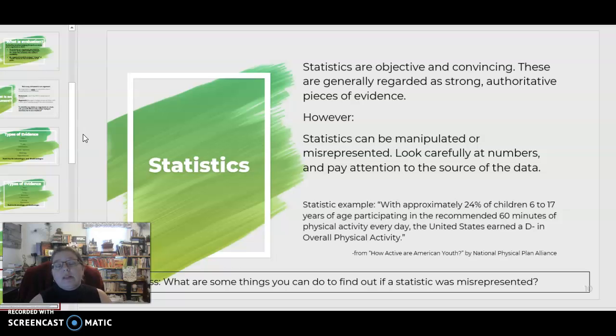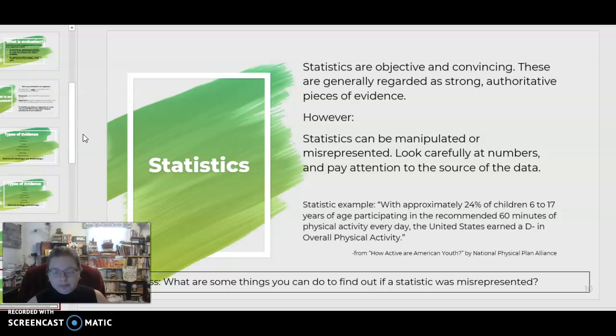Statistics are another piece of evidence that people typically find very convincing. However, as with every piece of evidence, you have to be careful because statistics can be easily manipulated. It's very easy for somebody who's presenting statistics to cherry pick data. They only pick the data that represents what they're trying to say, or they may misrepresent the data on a chart so that it looks a certain way, even though it's not been plotted correctly.